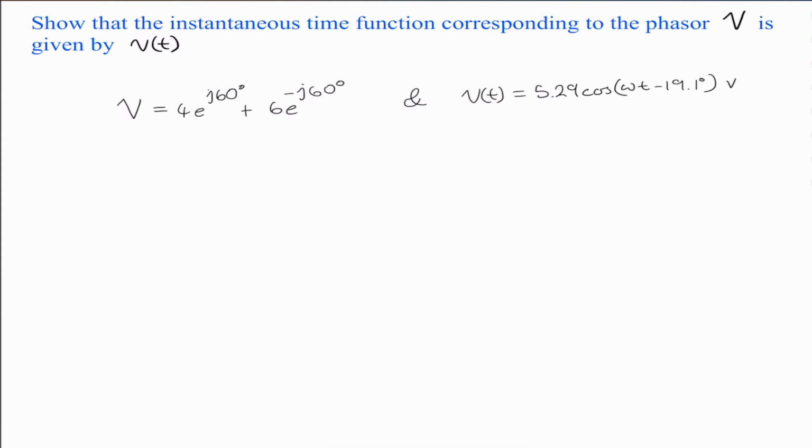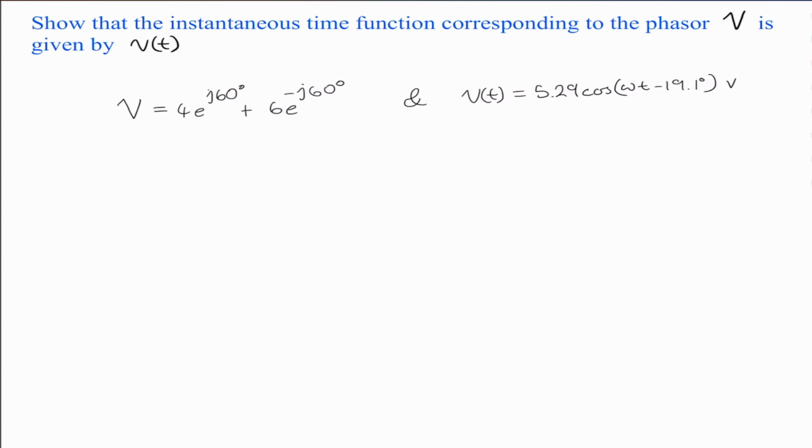Welcome back. In today's video, we want to show that the instantaneous time function corresponding to the phasor counterpart of that function is given by the function of time, v of t, which is a voltage signal. This is a bit confusing because an instantaneous time function is in the same form as the function we have here. So this could be an instantaneous time function. If we plug in some value for t, we'll get the instantaneous voltage at that time.